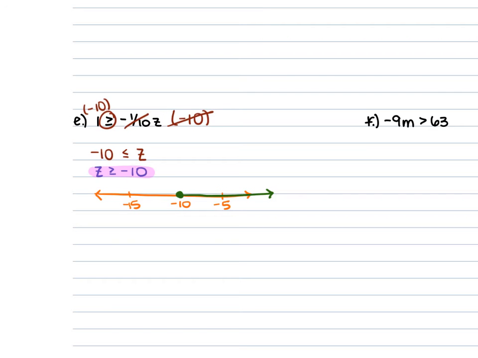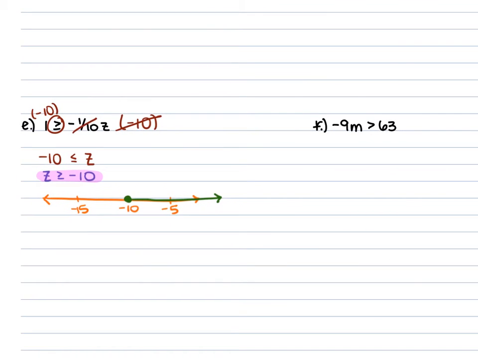For f, we have negative 9 times m is greater than 63. So we're going to divide each side on this one by the negative 9. We flip the sign. The negative 9s cancel, so m is less than negative 7. On our number line, we're going to have that negative 7, a negative 6, and a negative 8. We have an open circle on that negative 7, and our line runs to the left since m is first, and our inequality sign points to the left.